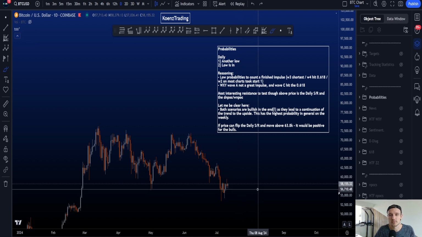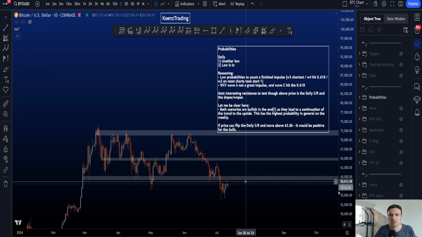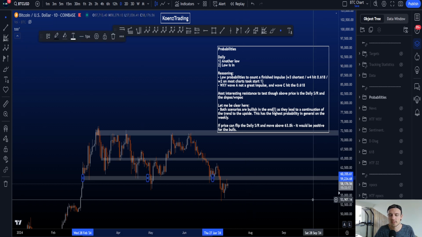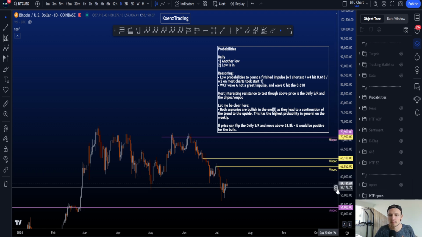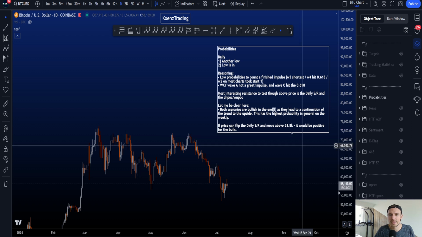Most interesting resistance to test to the upside is the daily support resistance area, which is this white box over here, sitting between 59.2k and 60.4k, but also the daily and the weekly naked point of control, with the daily naked point of control sitting at 60.9k and the weekly naked point of control at 62.8k.